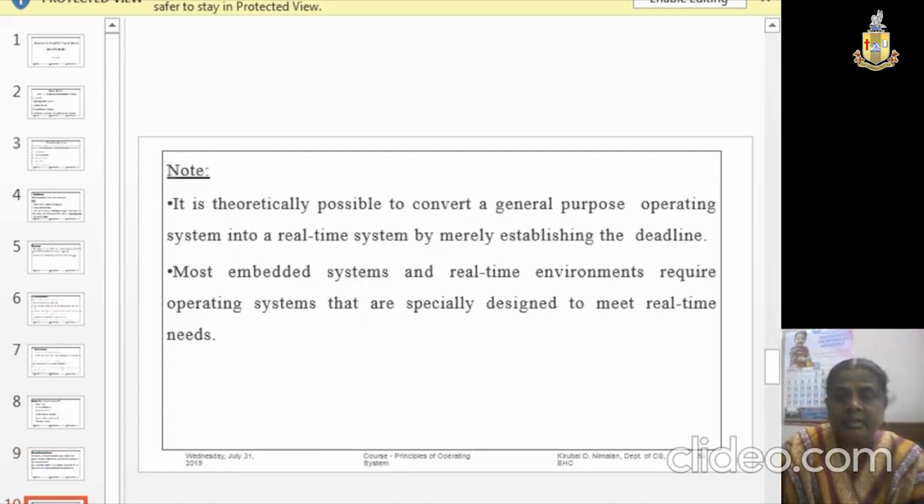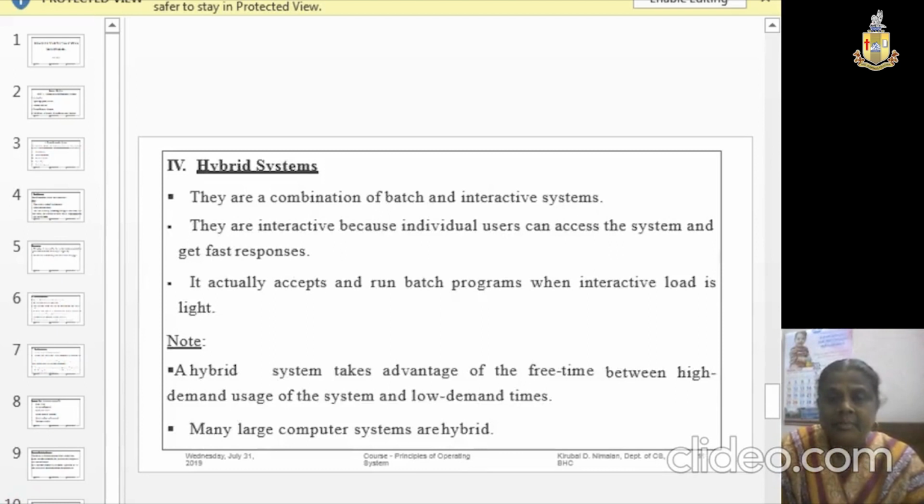You can theoretically convert a general purpose computer into a real-time system by merely fixing a deadline. Next one is the hybrid system.